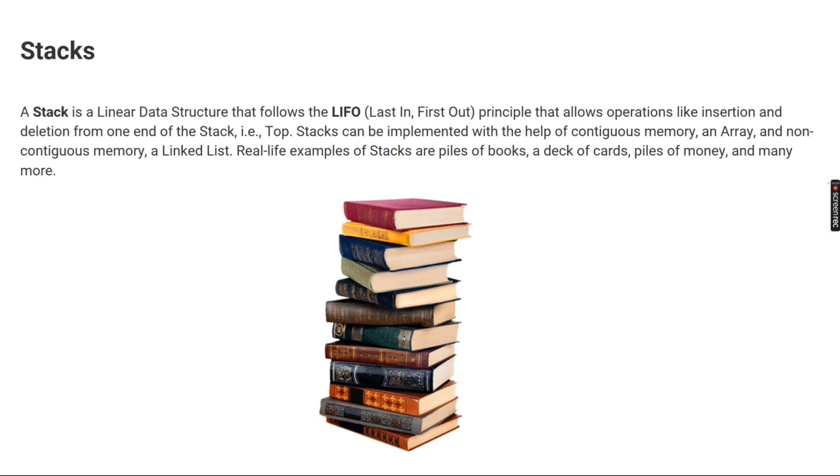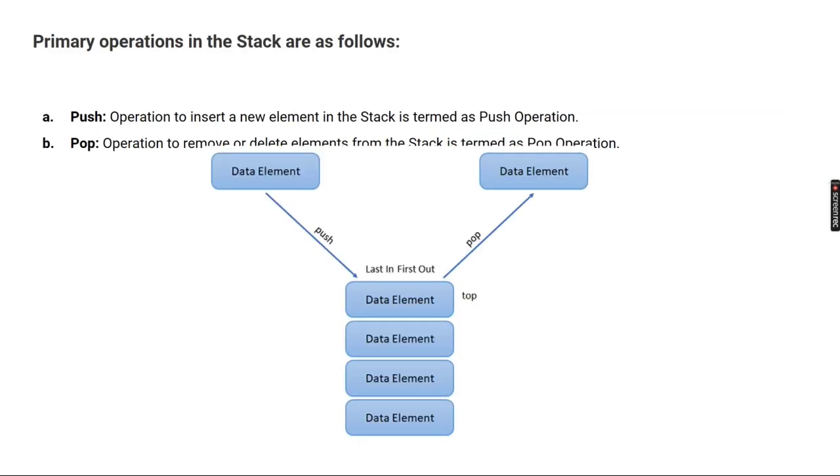As we can see in the diagram, this represents a real-life example of a stack where the operations are performed from one end only, like the insertion and the removal of books from the top of the stack. It implies that the insertion and deletion in the stack can be done only from the top of the stack, and we can access only the stack's top at any given time. So there are two main operations in the stack, that is push and pop. Push is the operation to insert a new element in the stack, and pop is the operation to remove or delete elements from the stack, as we can see in the diagram.